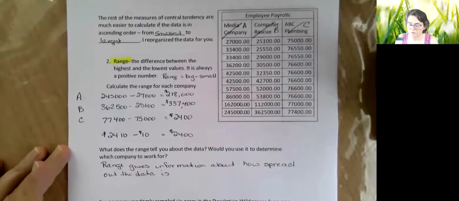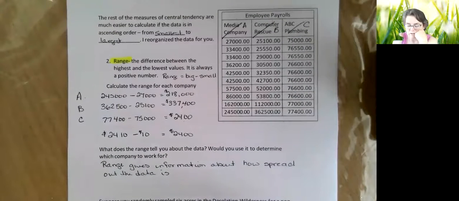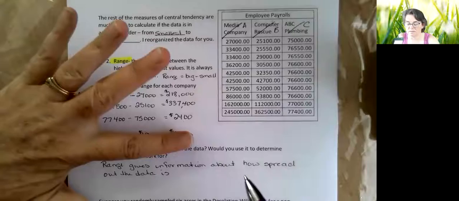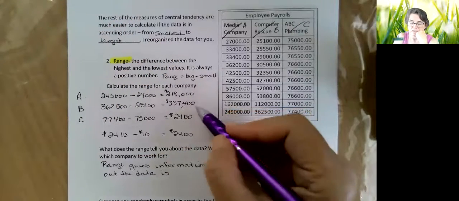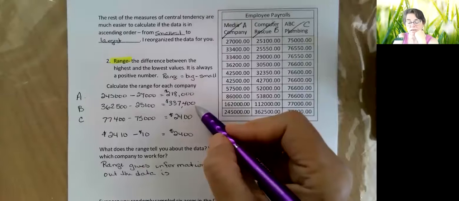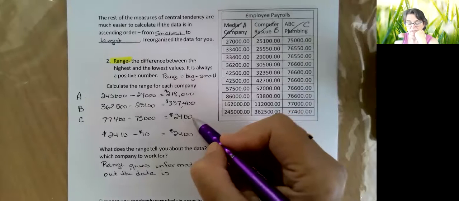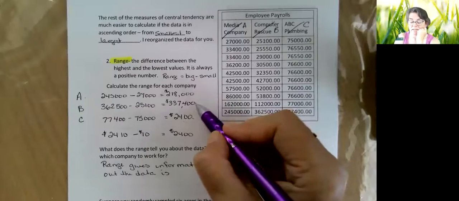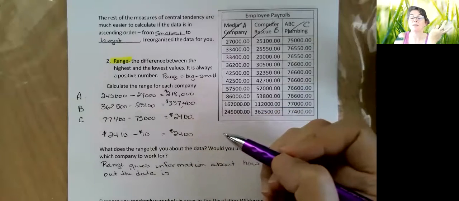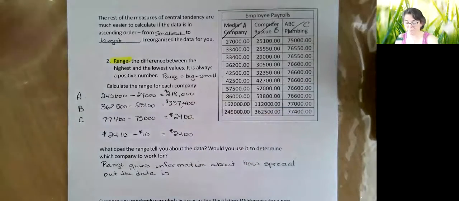So how would you use it to determine which company you work for? I don't know. What I can tell from the information I have, I'll just ignore this one for a second, is that for company B, there's a big spread in what people get paid, whereas with company C, it's not as big a spread. So the difference between the CEO and the guy that just works there is not much, whereas here it's a huge difference. I don't know if that matters, but that's what it's going to tell us.